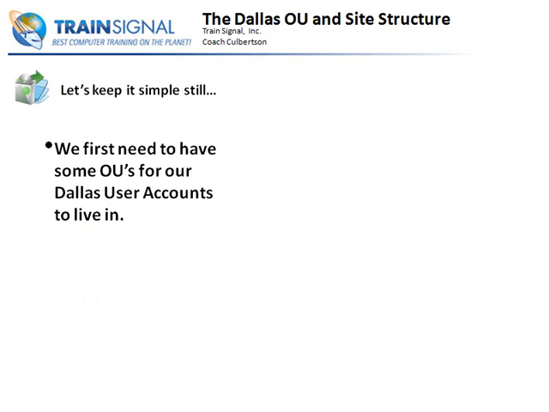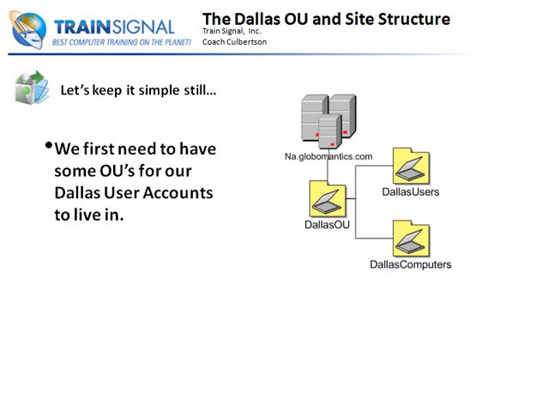We're going to keep it real simple. First of all, we need to have some OUs for our accounts to live. And we're going to do the same thing we've been doing here. We're going to be creating a Dallas OU. We're going to have a section for our Dallas users and Dallas computers. Remember, we always keep our users and computer accounts in separate OUs. That way, when we're ready to do the group policy thing, it just makes it a little bit easier on us.